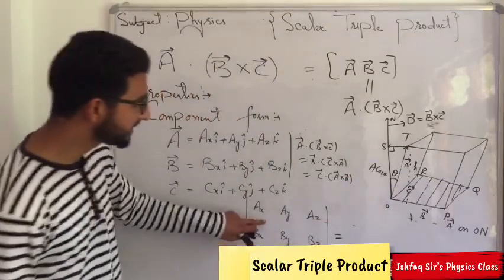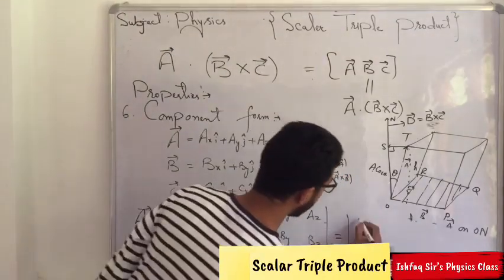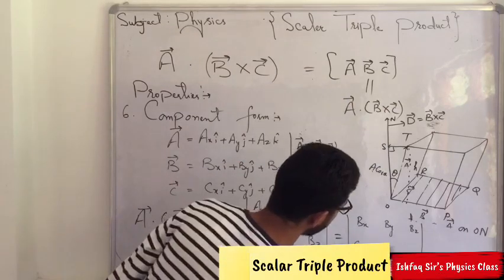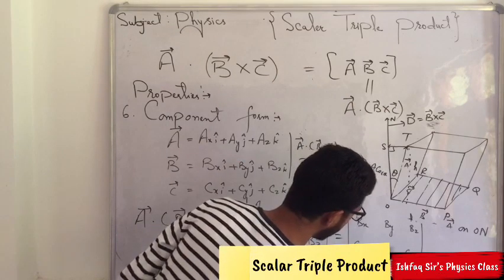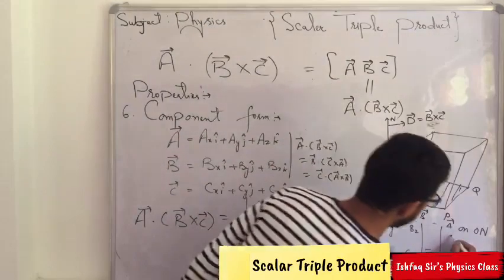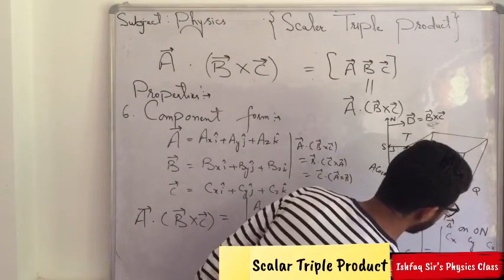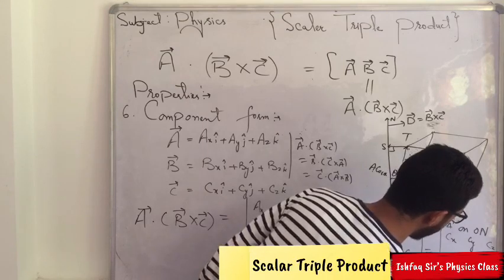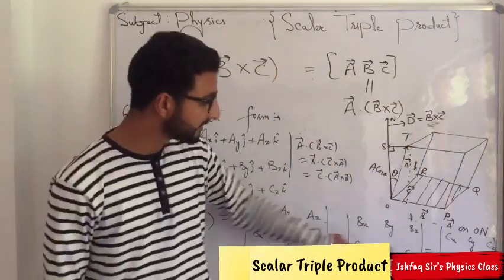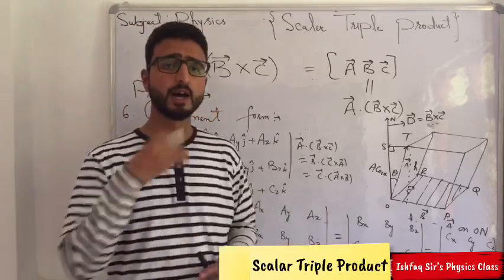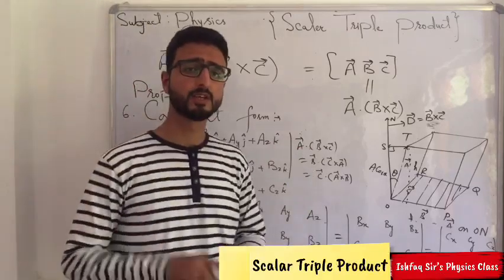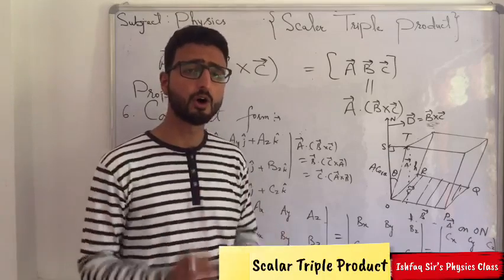Why? Because we can write this determinant in this very form as well. We can write this as BX, BY, BZ, then CX, CY, CZ, then AX, AY, AZ. Not only this, it is also equal to this determinant, that is CX, CY, CZ, then AX, AY, AZ, and BX, BY, BZ, because the value of these three determinants remains unchanged. So that is why I said in the earlier property that the scalar triple product remains unchanged as long as its cyclic order remains unchanged.